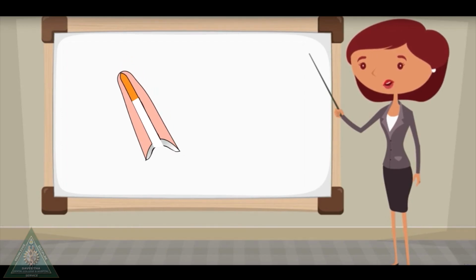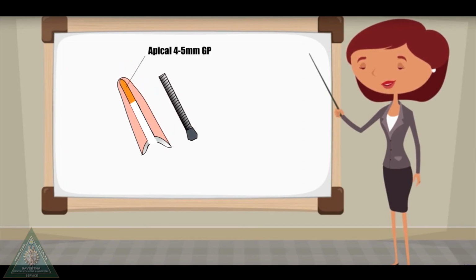A post and core is used to sufficiently build up the coronal tooth structure to properly retain the crown when there is insufficient crown structure. Post is placed within the body of the root that has already been root canal treated, whereas core is that part of the restoration that helps to anchor the crown.